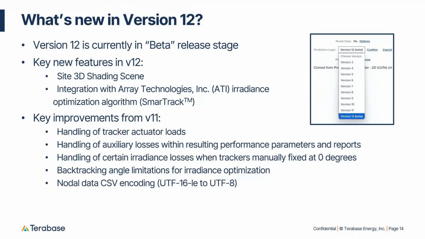Well, if you're running a capacity test, for example, and you're matching what the system has said in the field, you might want to force that. So we've run into some issues in the past, which we've corrected in this latest version. We're now correctly imposing backtracking rotation limitations for irradiance optimization backtracking options.